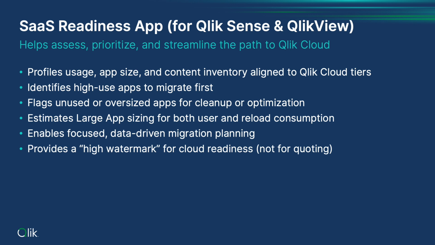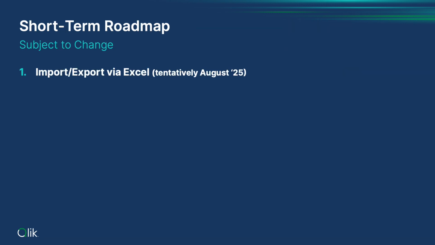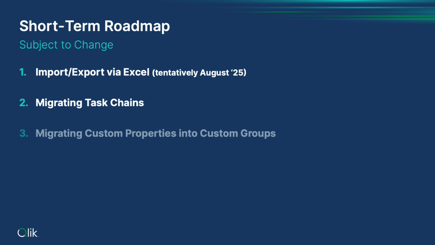Are there any other developments on the roadmap for improvements in this migration to the cloud? There are, Troy, and we're really excited to be talking about this. So there is a roadmap on the Qlik Analytics migration tool. Up next is the ability to import and export via Excel. This helps with bulk loading of those plans. So you can do those updates in Excel and then import that back into the Qlik Analytics migration tool if you have a load of plans that you want to start to configure. Next, migration of task chains to help move your reload tasks from on-premise up to Qlik Cloud. And then we'll be focusing on migrating your custom properties into custom groups in Qlik Cloud too. So there's a lot to be excited about.